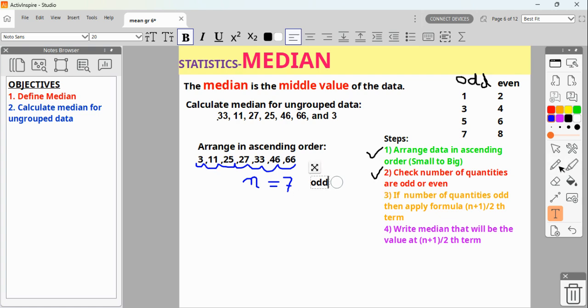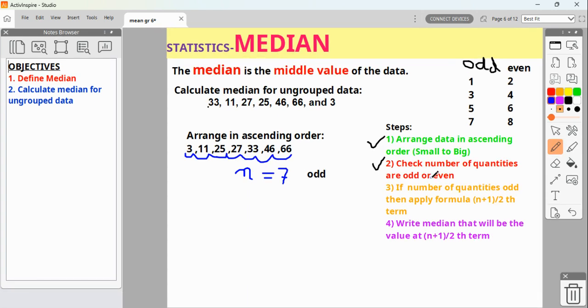So what we will do next, after checking whether the numbers are even and odd, we have checked its odd number of quantities. If number of quantities odd, then apply formula n plus 1 over 2th term. So we will apply this formula now. N plus 1 over 2th term will be the median. 2th term. What does it mean?